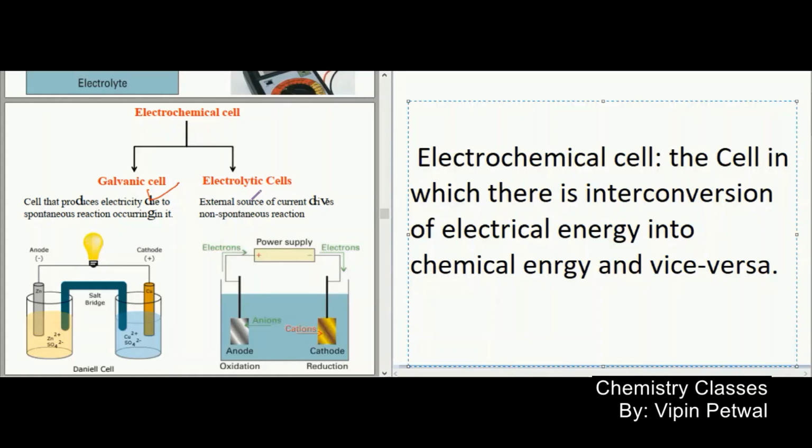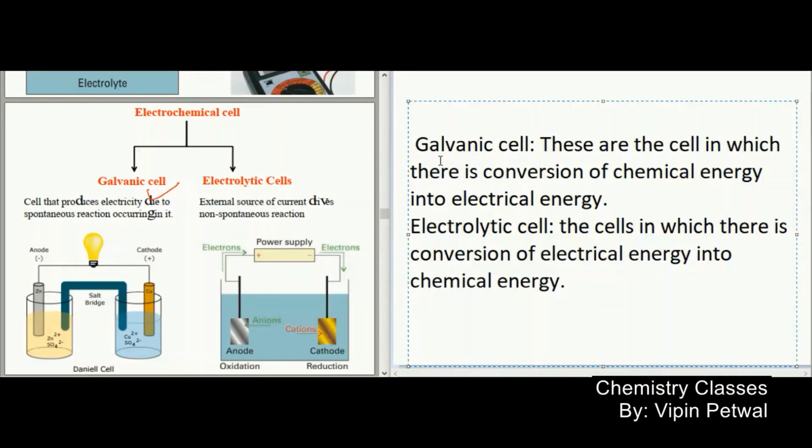Simply we can say galvanic cells are the cells in which there is conversion of chemical energy into electrical energy. That means here in a galvanic cell we are converting chemical energy into electrical energy. What does it mean? It means with the help of a spontaneous chemical reaction we are producing electricity. Means spontaneous reactions are helping to produce the electricity.